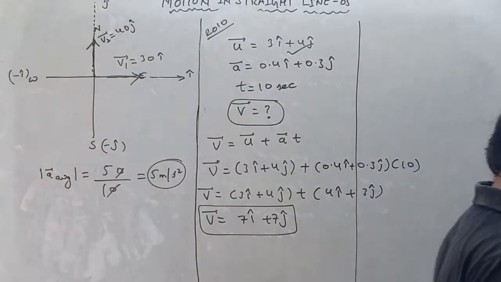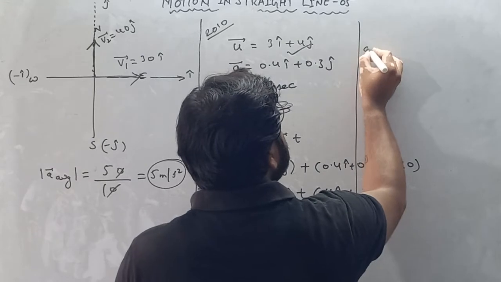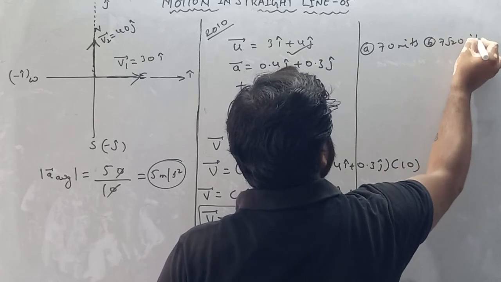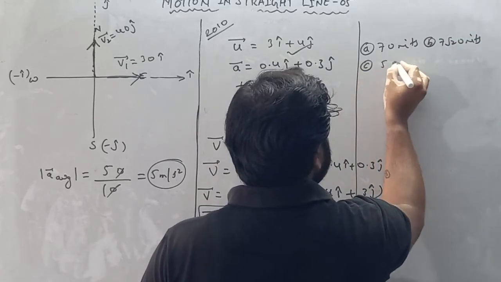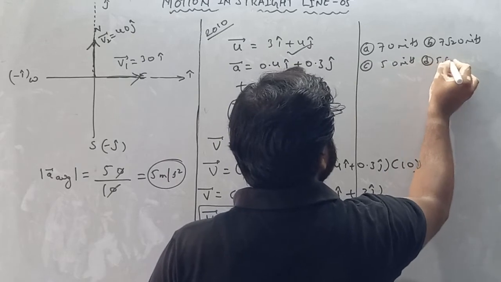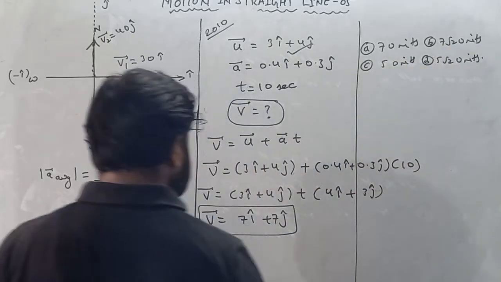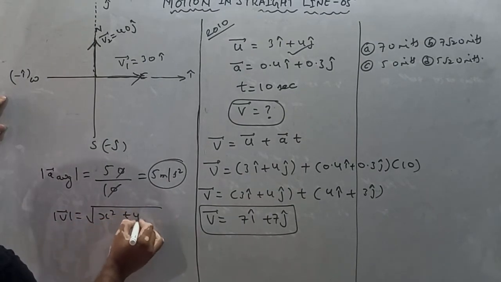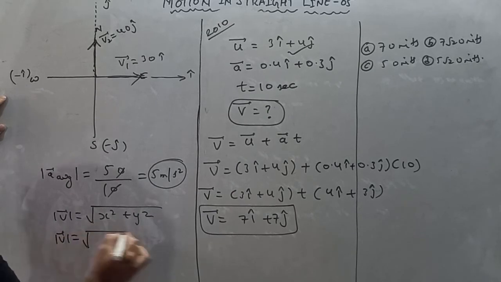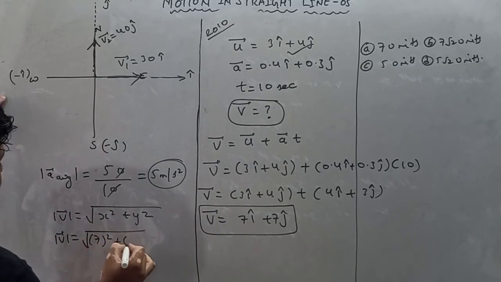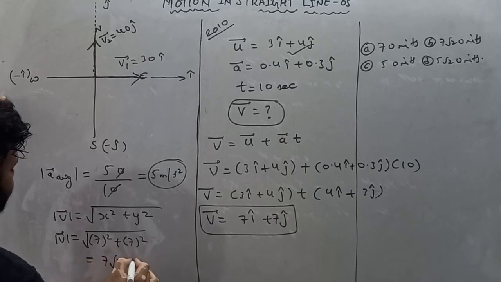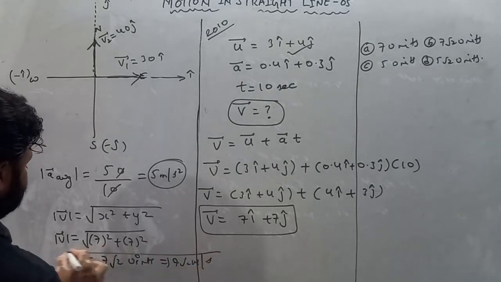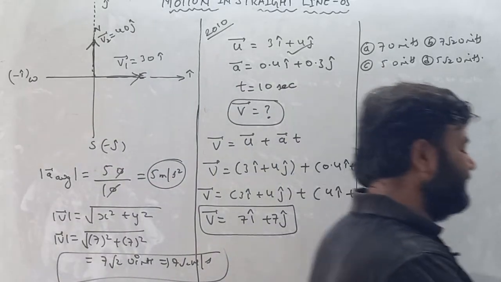Now the options are in terms of magnitude. A option is 7 units. B option is 7 root 2 units. C option is 5 units. And D option is 5 root 2 units. So try to find the magnitude of velocity. Final velocity magnitude is nothing but under root x square plus y square. So x is 7, so 7 square plus 7 square gives 7 root 2 units, or we can say 7 root 2 meter per second. So this is the value of final velocity.